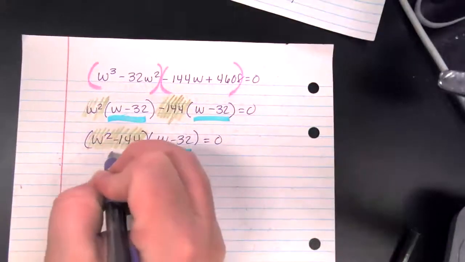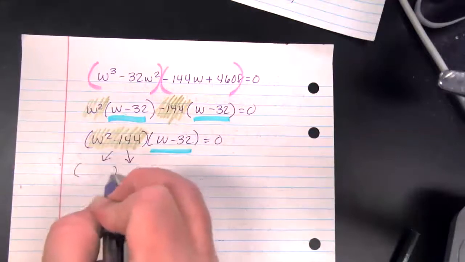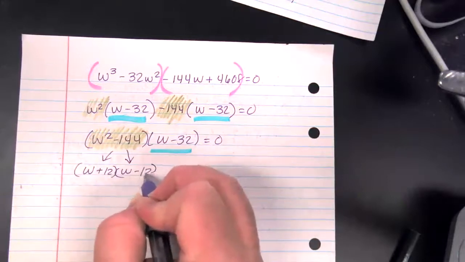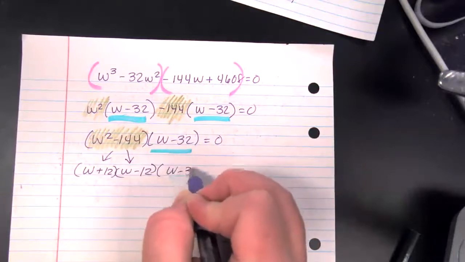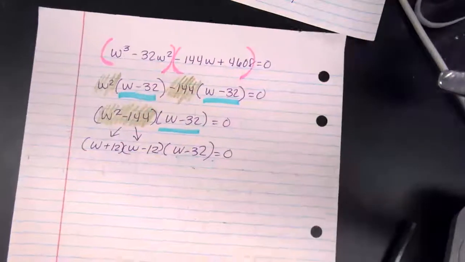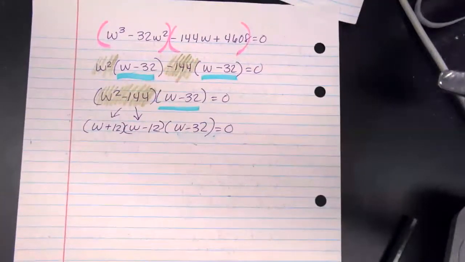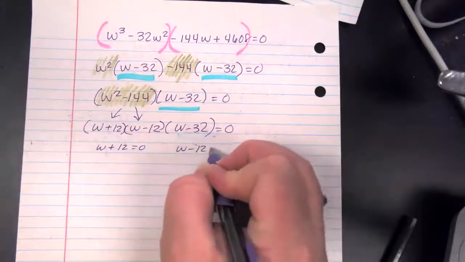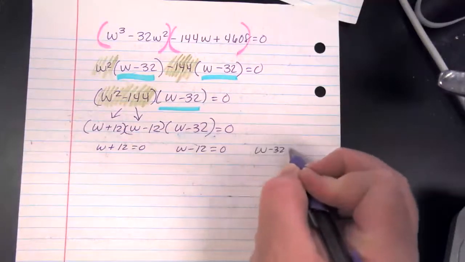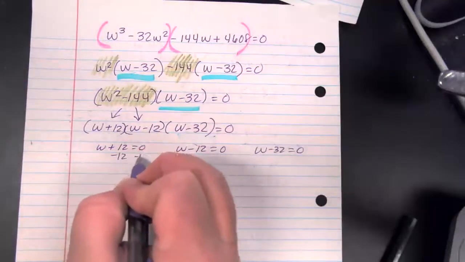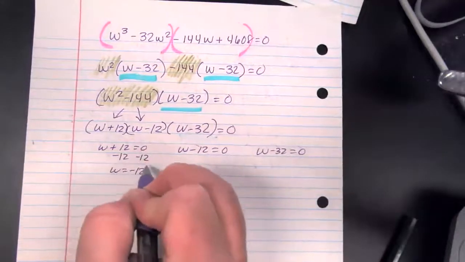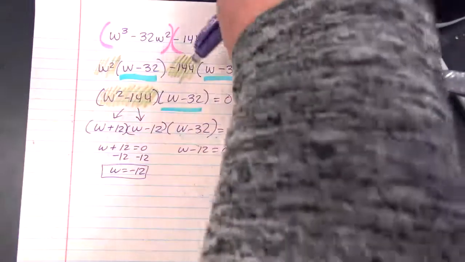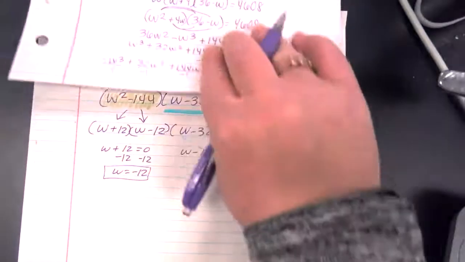In fact, does 144 have a square root? It does. What is it? You're right, it's 12. All right, so my last piece is to set them equal to 0. So what do I got going here? Well, minus 12. Can W be a negative 12? No, not with our original picture.